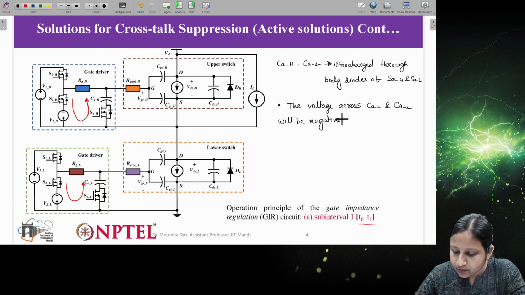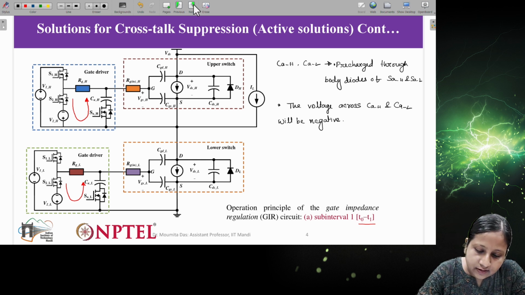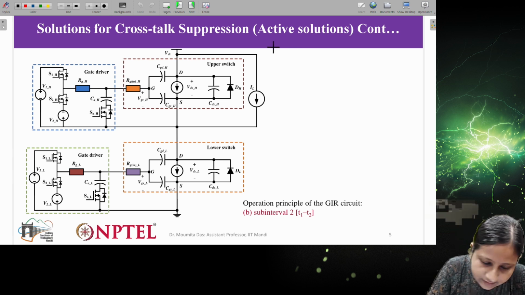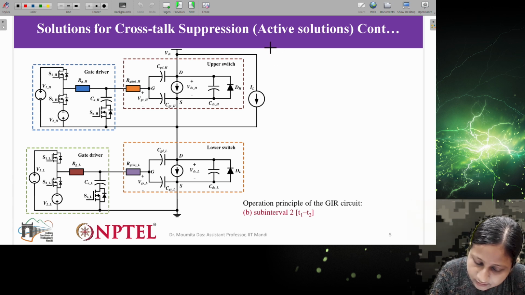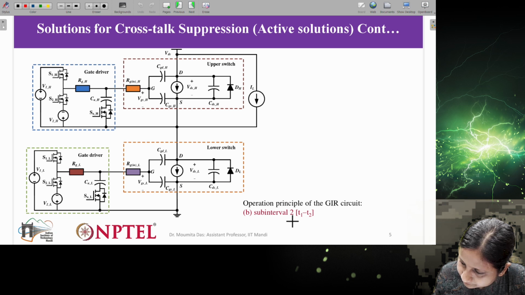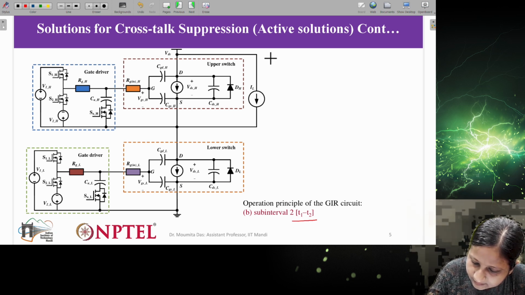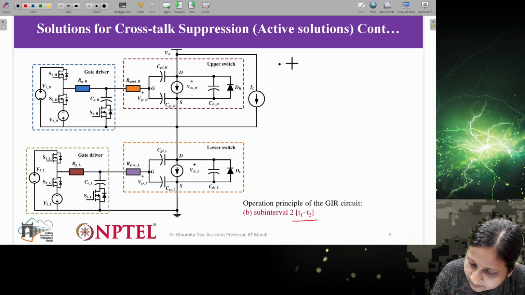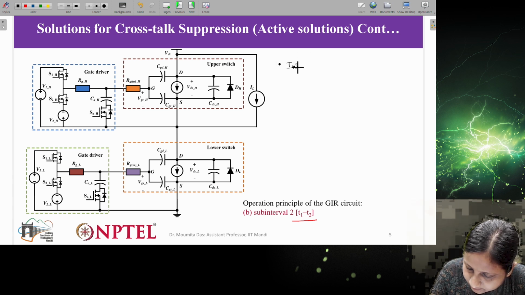Okay. So now this is with respect to the main function of this particular subinterval, to charge these capacitances. Now if we consider subinterval 2, what is happening? So basically this is for the T1 to T2 duration. So you can see here, this is given here. So in this particular duration, what is happening? Initialization is complete.